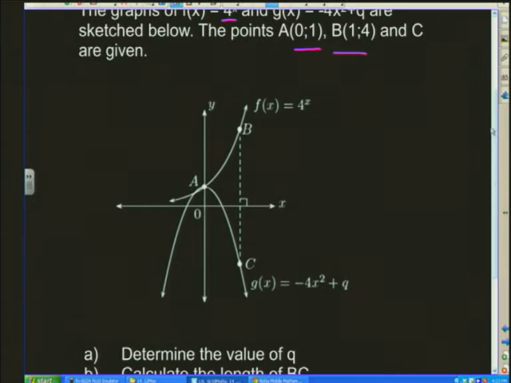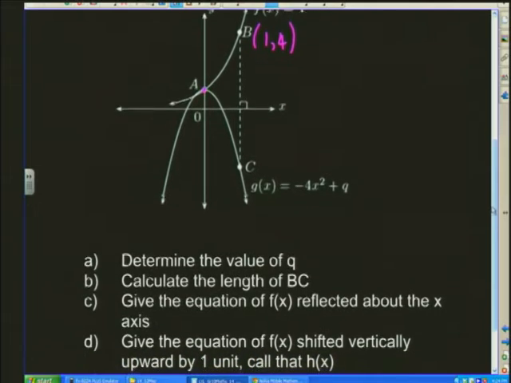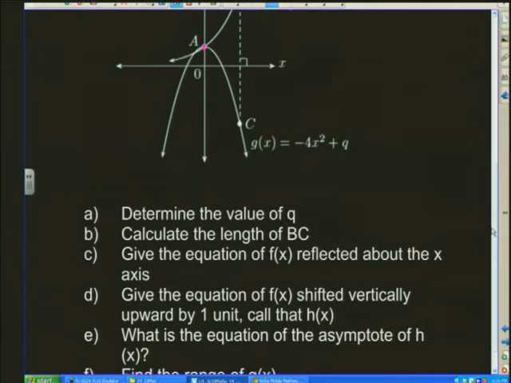I'm going to just put down A is the point 0, 1. That's in our little purple dot there. B is the point 1, 4. Now in your graph interpretation questions, obviously all of your questions are going to be based on this figure. Part A says, determine the value of q.